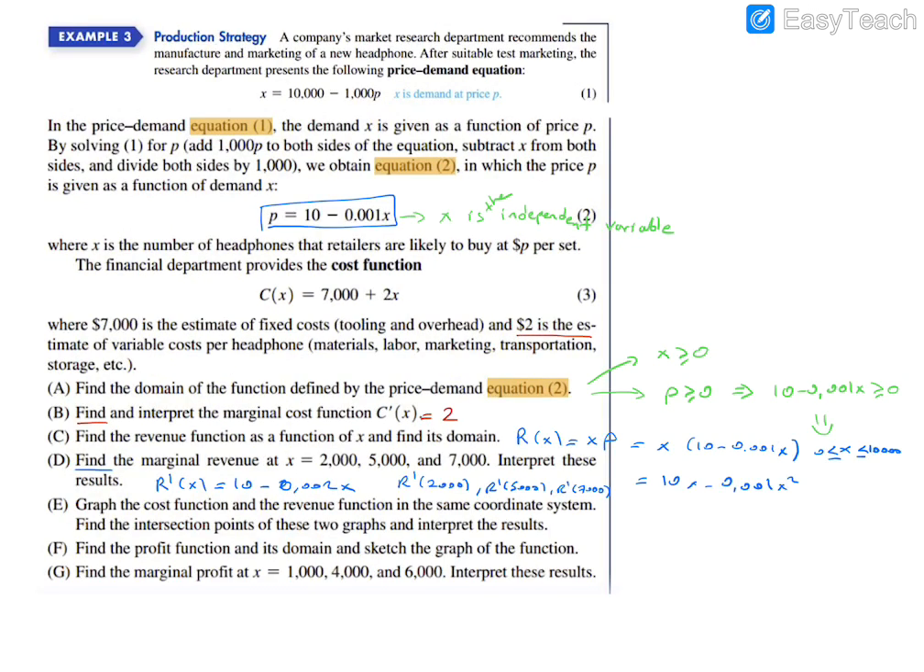Okay, let's look to the next question. Part D: graph the cost function and revenue function in the same coordinate system. Find the intersection point of these two graphs and interpret the result. Actually, I will focus on the interpretation of these results, because easily you can sketch that graph on the same coordinate system. But when finding the intersection point, maybe you need some calculation, because the cost function is a linear function, as you can sketch.